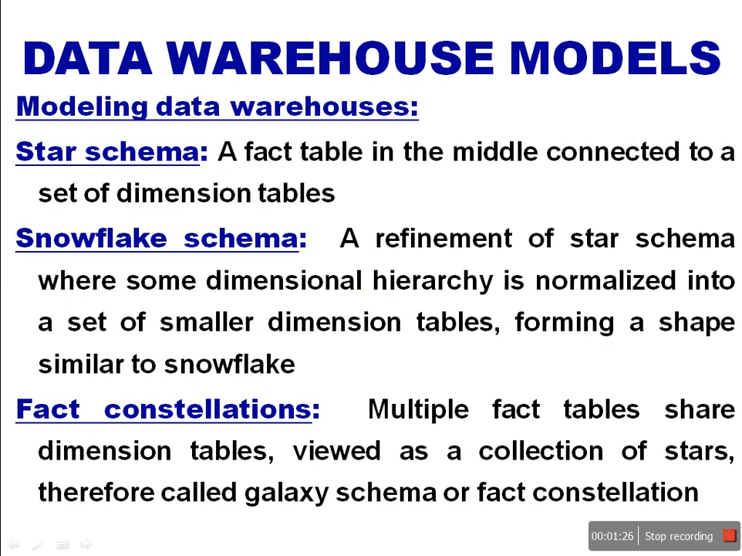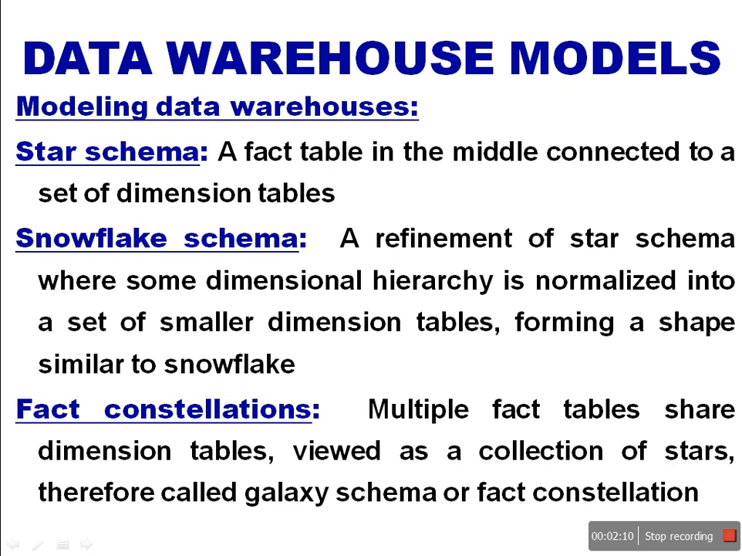Now let us see the models in a data warehouse. We have three categories: star schema, snowflake schema and fact constellation schema. The first one is star schema. The most common modeling paradigm is the star schema, in which the data warehouse contains a large central fact table containing the bulk of the data with no redundancy, and a set of smaller attendant tables, that is dimension tables, one for each dimension. The schema graph resembles a starburst with the dimension tables displayed in a radial pattern around the central fact table. So it is called a star schema.